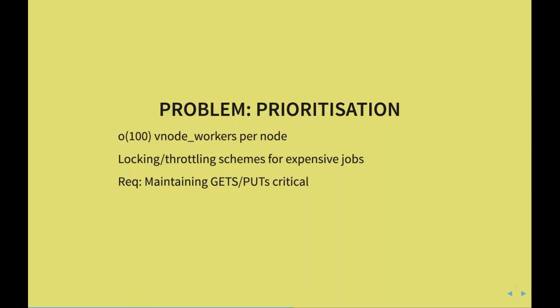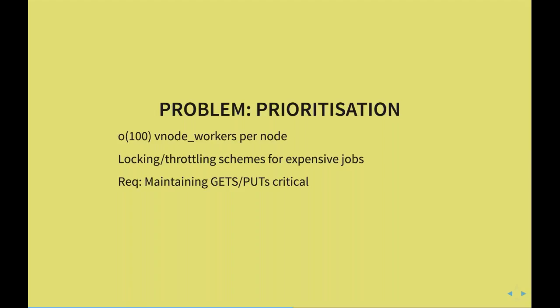Well, we only have 6 disks on every node. We only have 12 CPU cores. So they're more than capable of saturating all the load on the node, all the capacity of the node. At the moment, background jobs and 2i queries tend to use these vnode workers, and we have no way of stopping that from bringing the whole cluster to a halt.